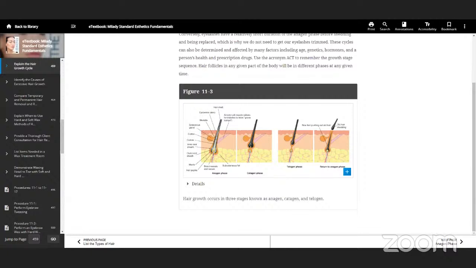Okay, let's see, where were we? Okay, so we're getting ready to close out. All right, so anagen is the growing phase. Catagen is the pause. And telogen is the shedding, and that happens all the time.